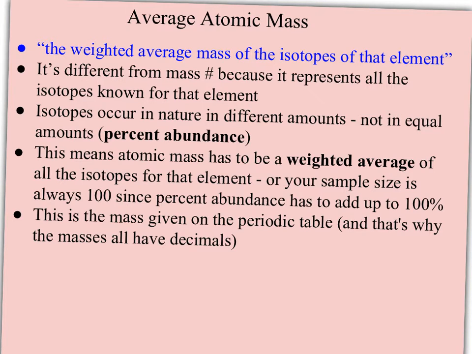And because elements have isotopes that are lighter or heavier than each other, each atom can have its own unique mass number. But average atomic mass is looking at what's the average mass for all the isotopes as we find that particular element in nature. So isotopes occur in nature in different amounts, not equal amounts, and that's called percent abundance. So that means your atomic mass has to be what we call a weighted average of all the isotopes for that element. So your sample size is always 100 or 100%. So that's why the mass on periodic tables always has decimals, because it's an average.